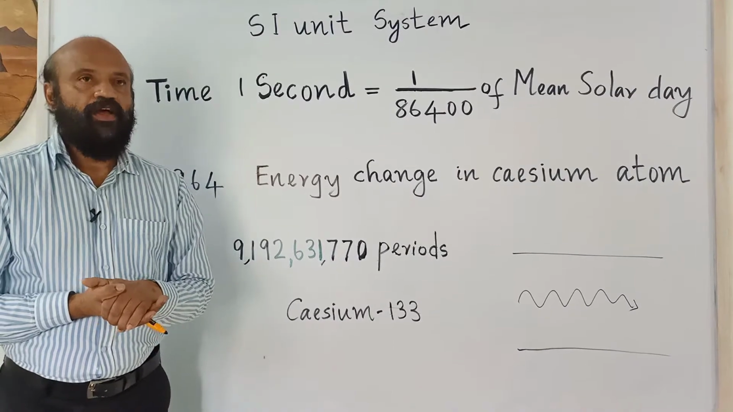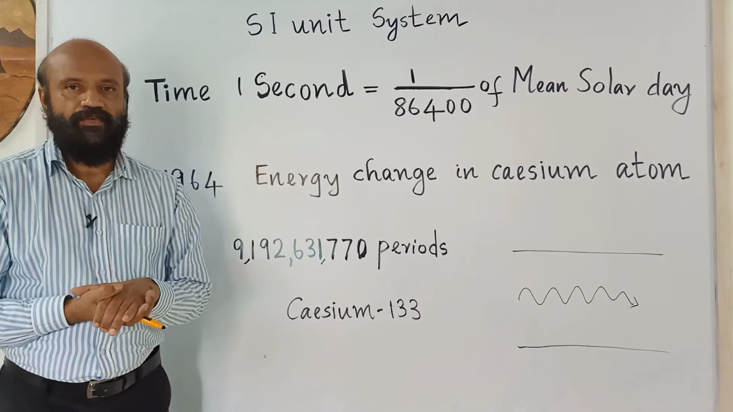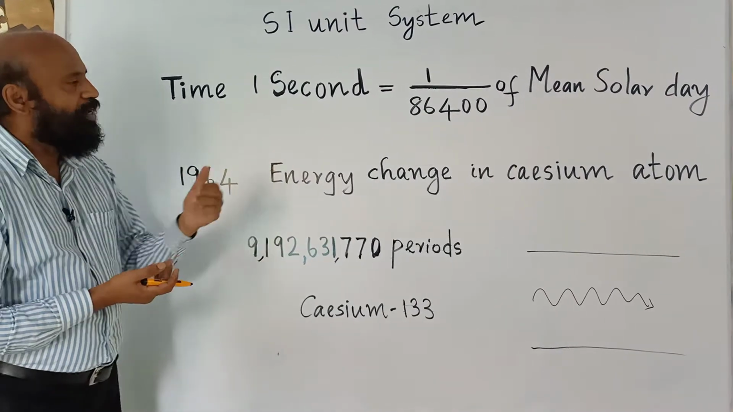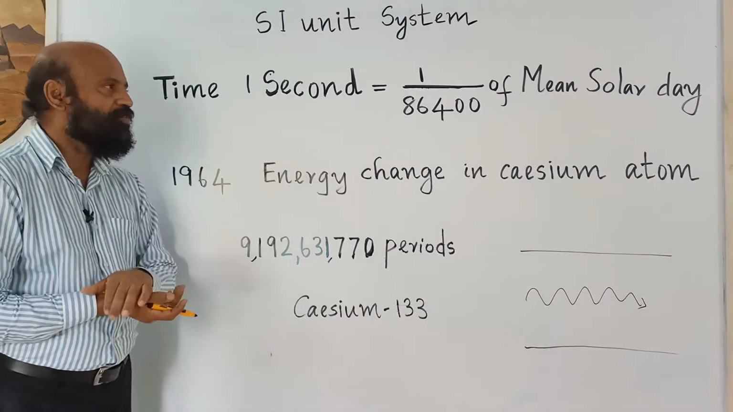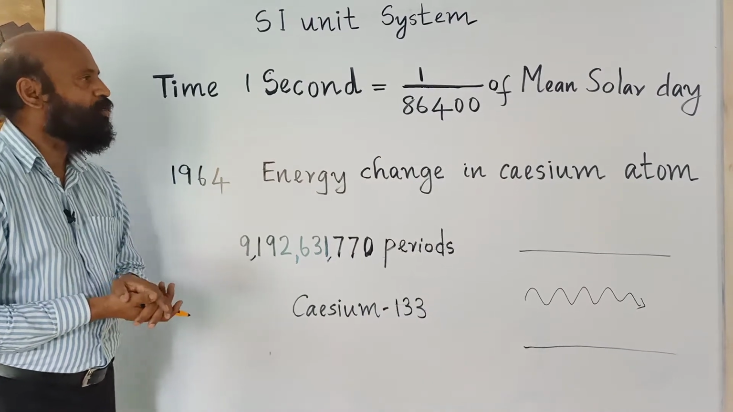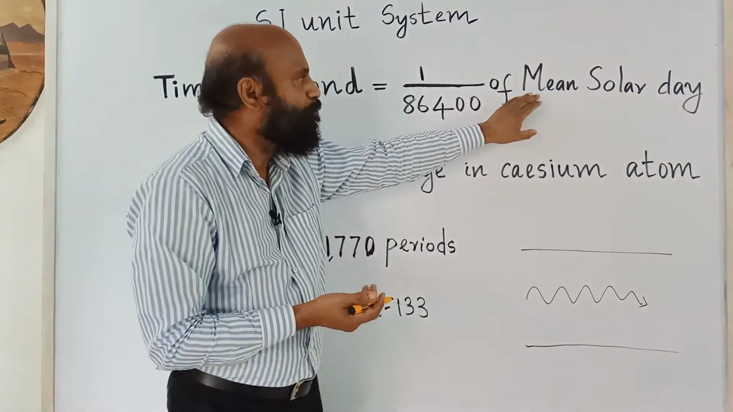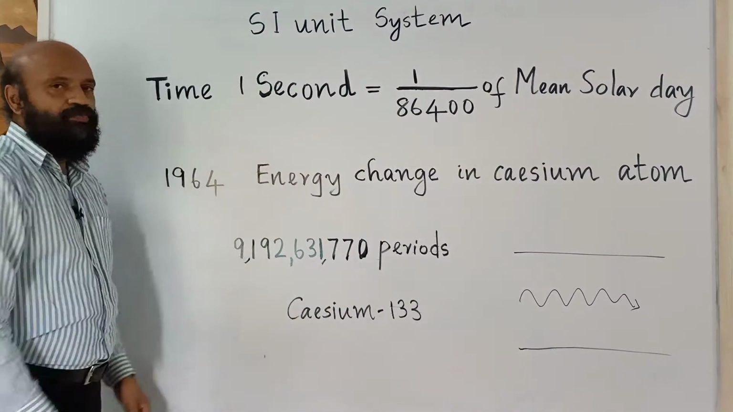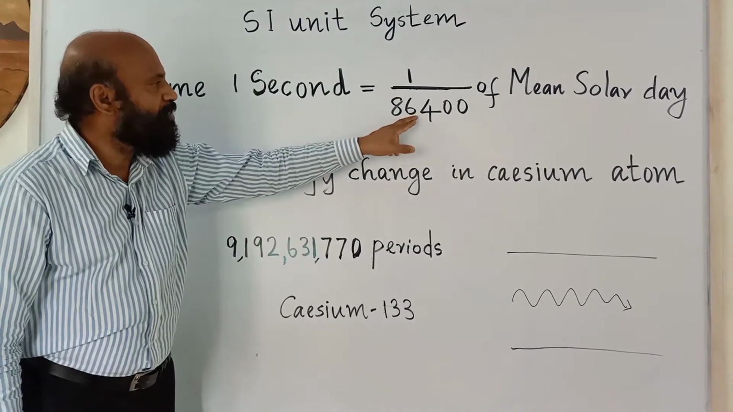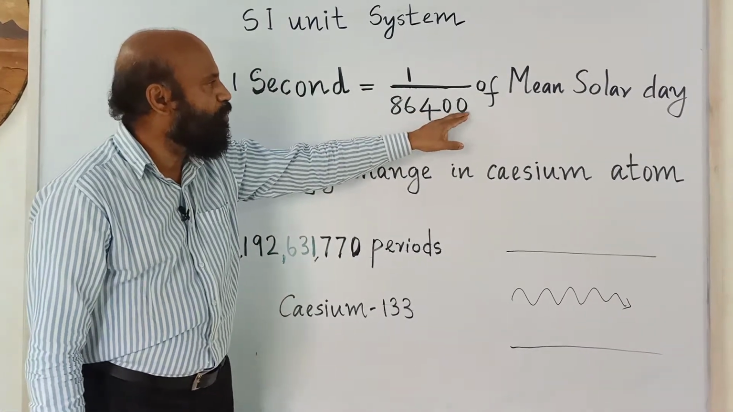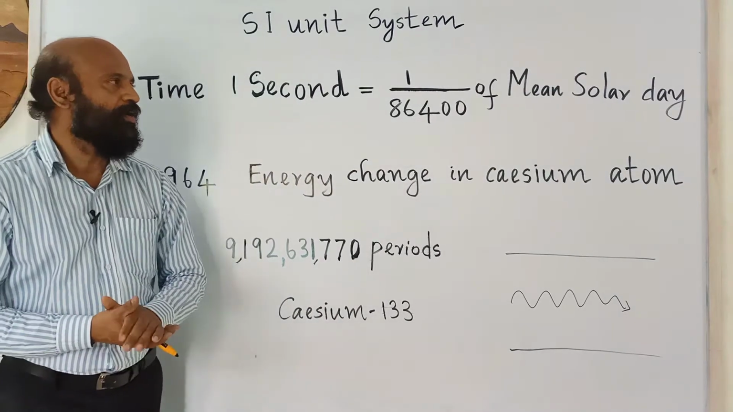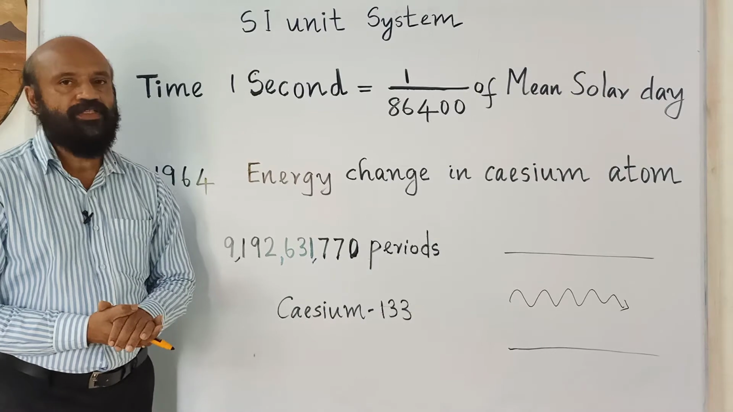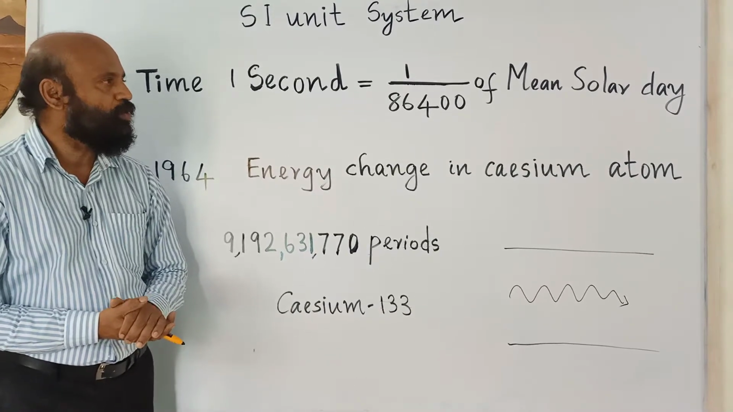Last video we saw SI unit of length. Now we will see SI unit of time. SI unit of time is second. In olden days it was defined on the basis of mean solar day. 1 second is defined as 1 by 86,400 of mean solar day. Mean solar day means time taken by Earth to rotate once about its own axis.